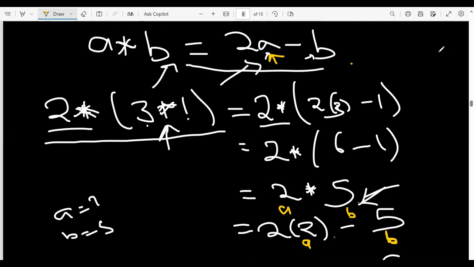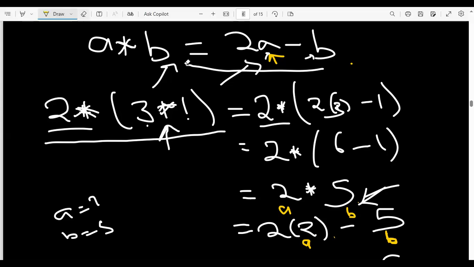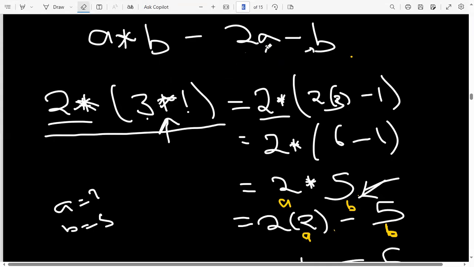In short, what the sir was trying to say was, first of all, you have to deal with the brackets first. That's the first thing you have to do. So you have to use the same formula which you've been given there. You just substitute like what he did here at first, where our A was 3 and our B was 1.